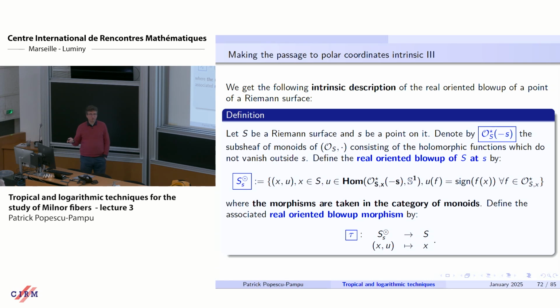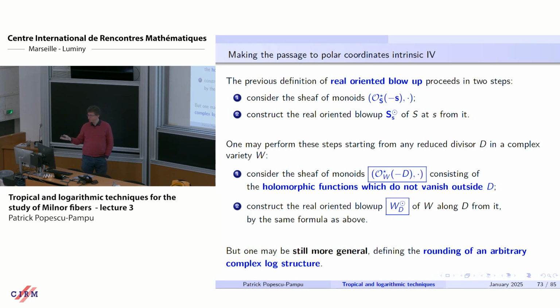And now if you look at what we did, we can do absolutely the same, starting from any divisor D on a variety, normal crossings or not. We look at the sheaf of functions which do not vanish outside D, and then we define the real-oriented blow-up by the same formula as before.